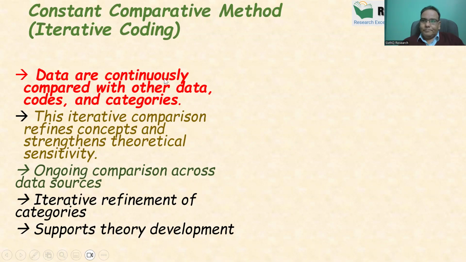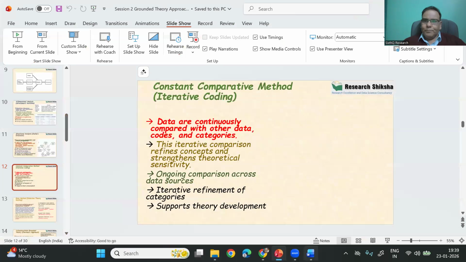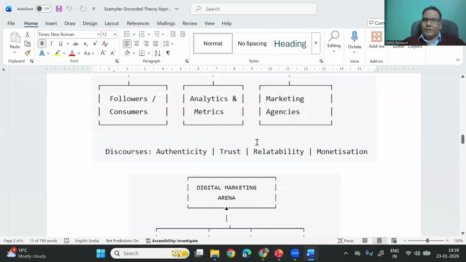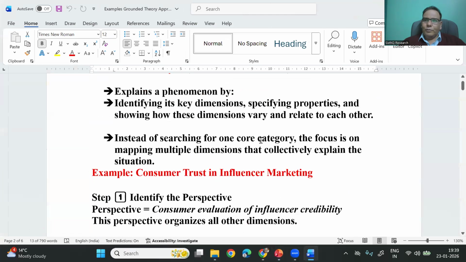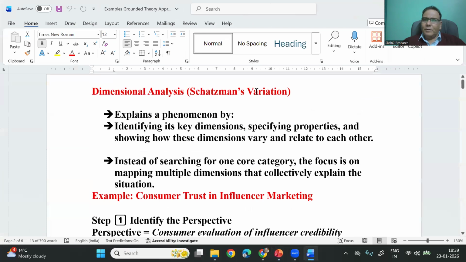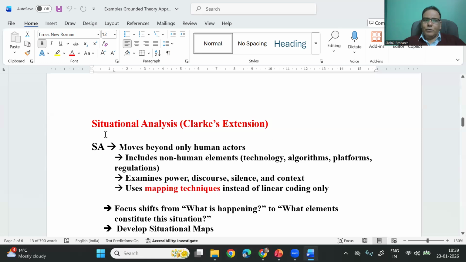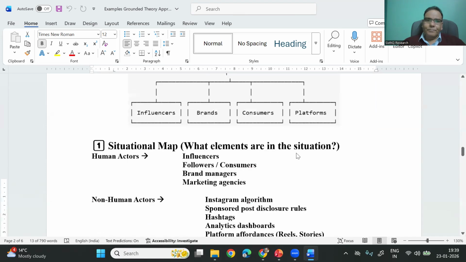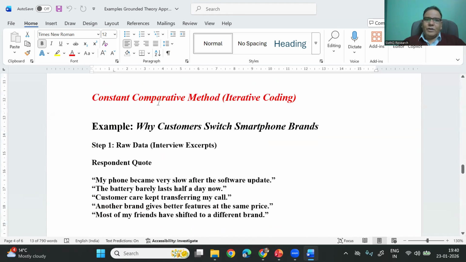Now the next approach is very simple. It is constant comparative method, iterative coding. So let me explain with the help of an example. Before going to the next approach, dimensional means we are identifying the dimension of an aspect. In situational, we take different aspects and find out the relationship between them. Now it is constant comparative method. This is known as iterative coding.